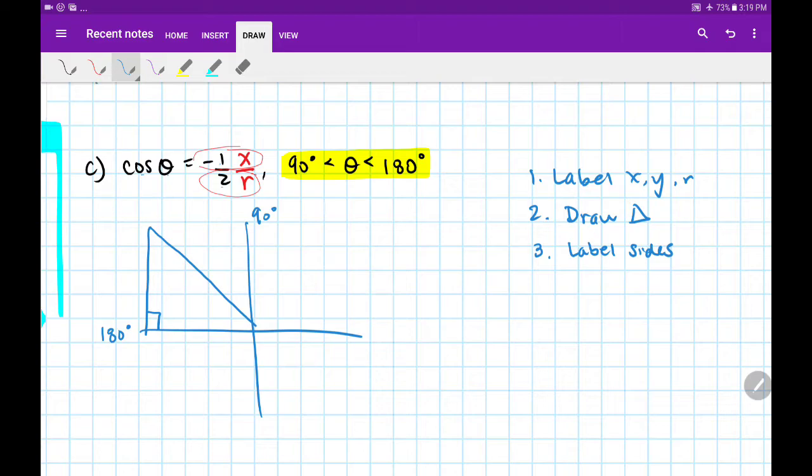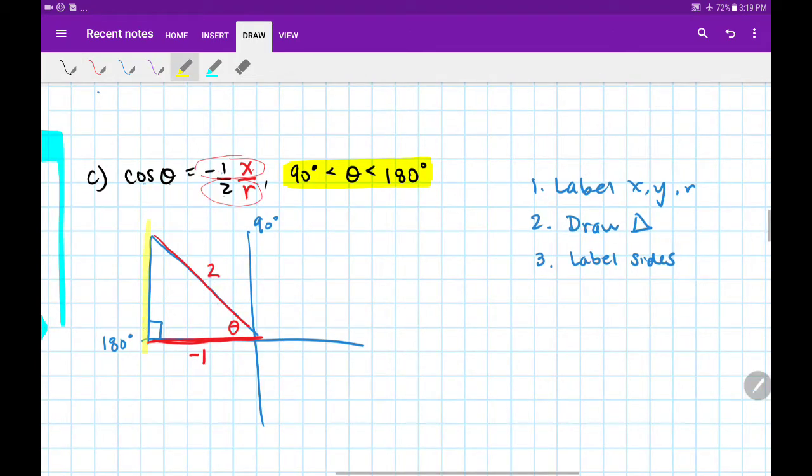So theta is always going to go inside your triangle at the center, just like that. Now, I have my triangle, I just need to label my sides. So x, it says, is -1. Well, this is my x side. R is 2. That would be my hypotenuse. So I need to solve for this piece right here. If this is x and this is r, then what I need to solve for is y.